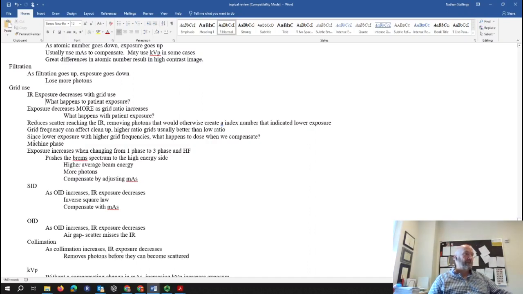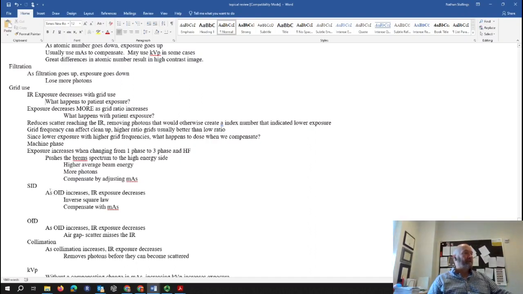So grid frequency, we already talked about. Lower exposure with high frequency grids, what happens to dose will compensate, it would increase. Machine phase, we just talked about. Exposure increases when changing from single phase to three phase. SID, finally we got to SID.